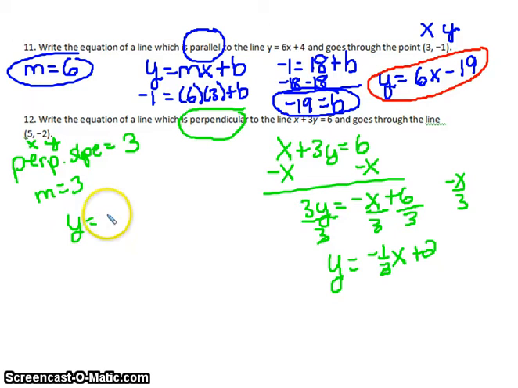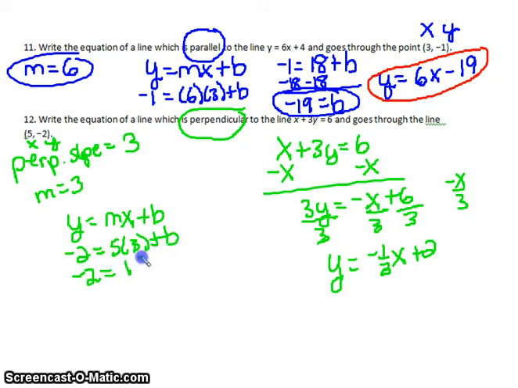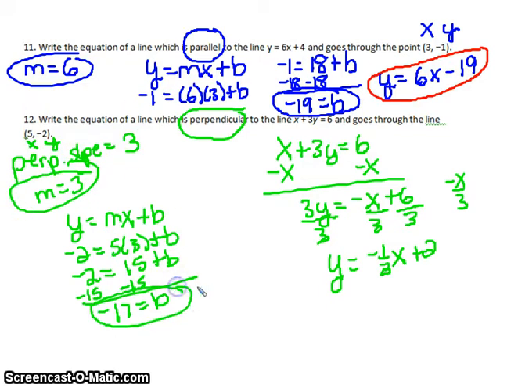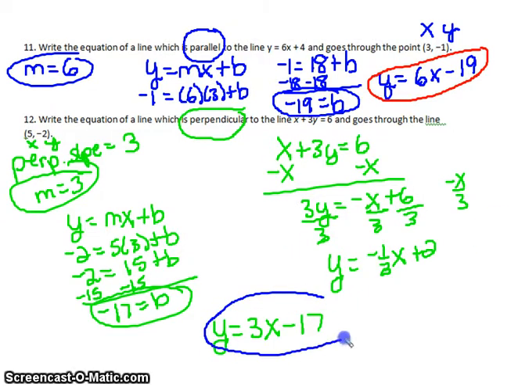So if y equals mx plus b, negative 2 equals 5 times 3 plus b. Negative 2 equals 15 plus b, and I subtract 15 from both sides. Negative 17 equals b. And my slope, or the equation of my line, with a slope of 3 and a y-intercept of negative 17, is y equals 3x minus 17. Very important. Final answer.